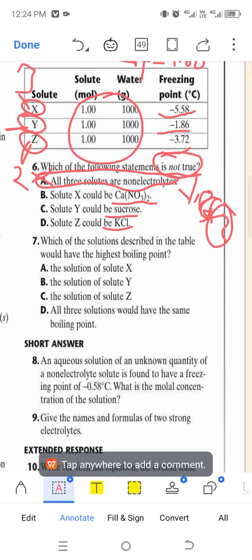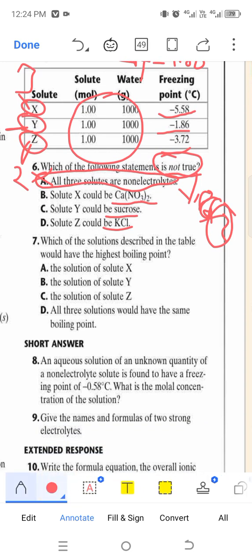The last question in the standardized test prep is: which of the solutions described in the table would have the highest boiling point, guys? The boiling point is compared with the freezing point, so the one with the highest factor has the highest boiling point. Let us talk about the options. A, the solution of X. B, solution of Y. C, solution of Z.